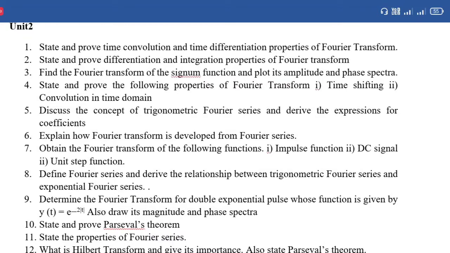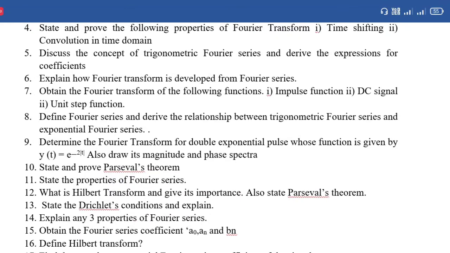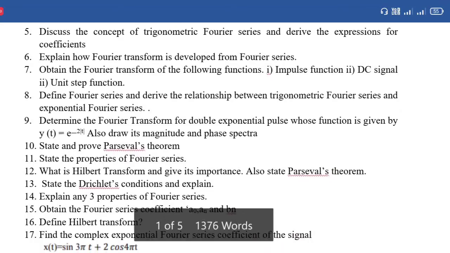Explain how Fourier transform is developed from Fourier series. Obtain the Fourier transform of the following functions: impulse function, DC signal, unit step function. Define Fourier series and derive the relationship between trigonometric Fourier series and exponential Fourier series. Determine the Fourier transform for the double exponential pulse whose function is given by x of t equal to e power minus 2 of t. Also draw its magnitude and phase spectrum.